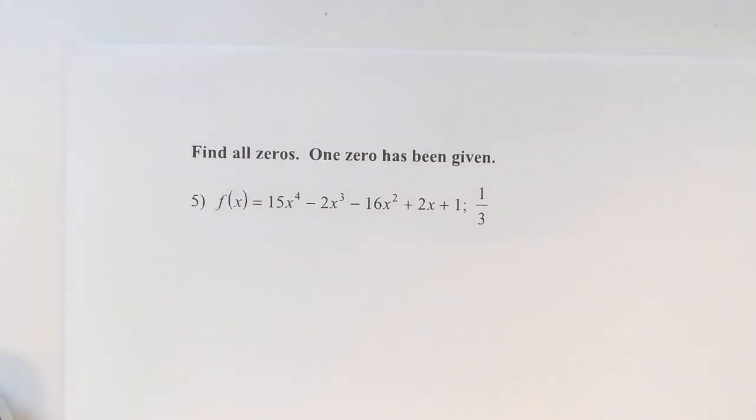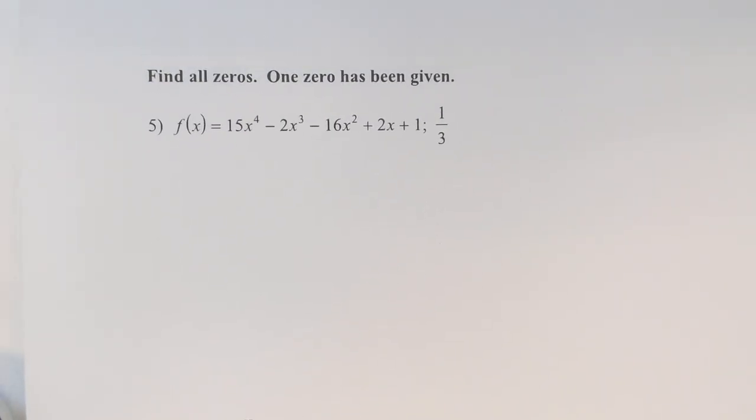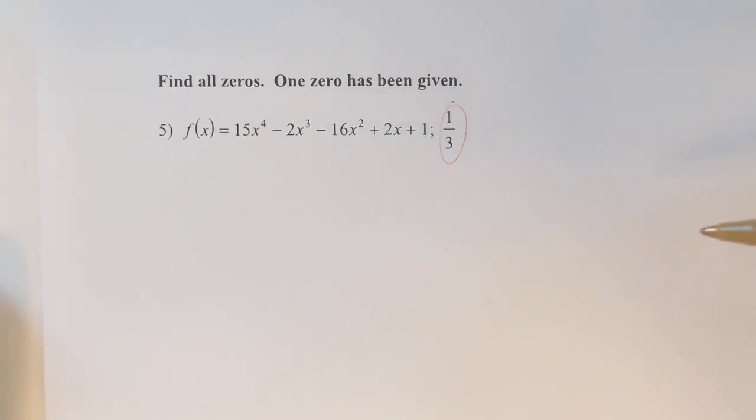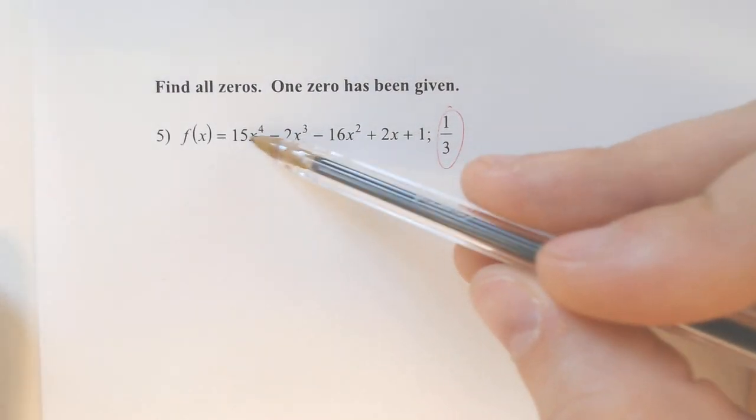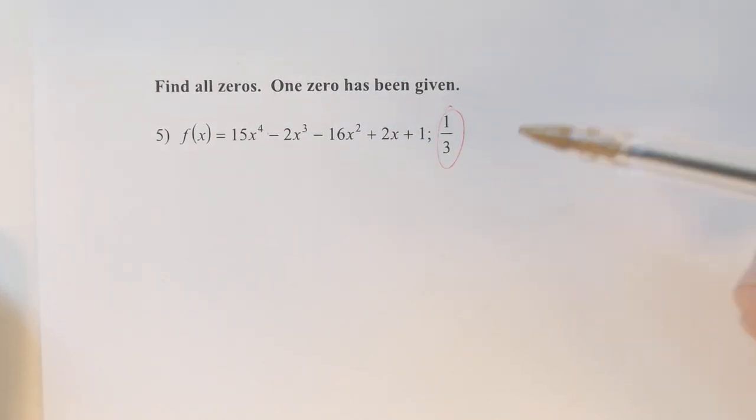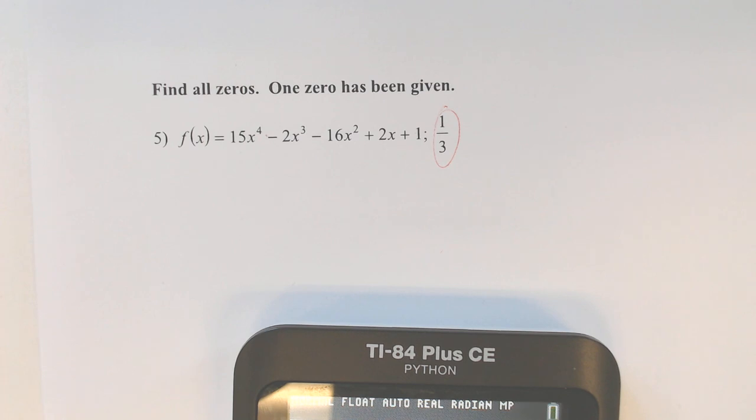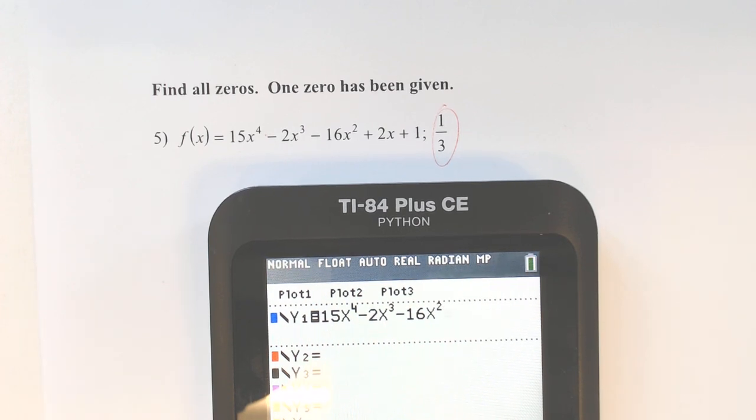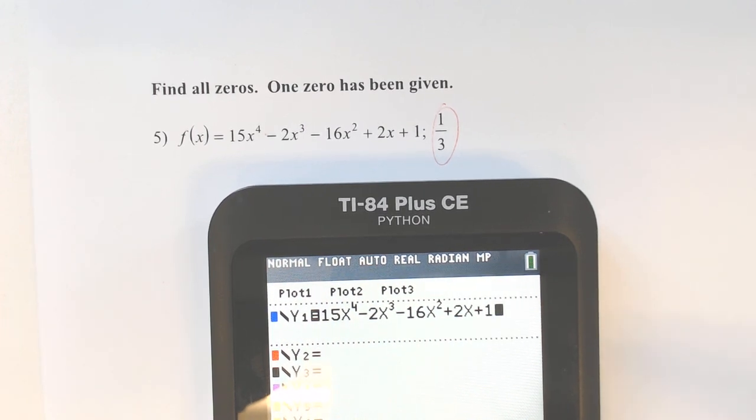And here it is. Find those zeros. One zero has been provided. The one zero that has been provided is 1/3, which tells me off the bat that this is probably not going to be great, but it's also a 15x to the fourth. So that one zero is not going to even be enough. We are still going to have to graph this to see what's going on. So I'm graphing it down here, 15x to the fourth minus 2x to the third minus 16x squared plus 2x plus 1. Graph.